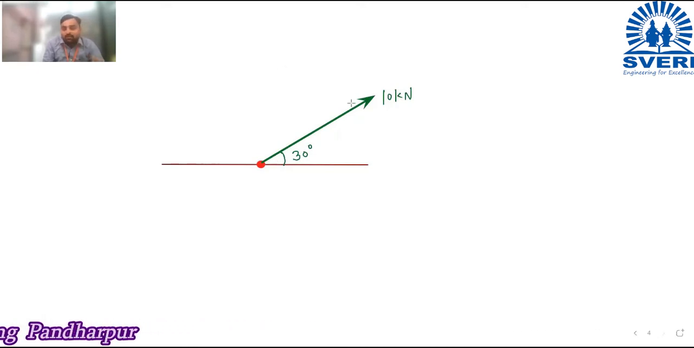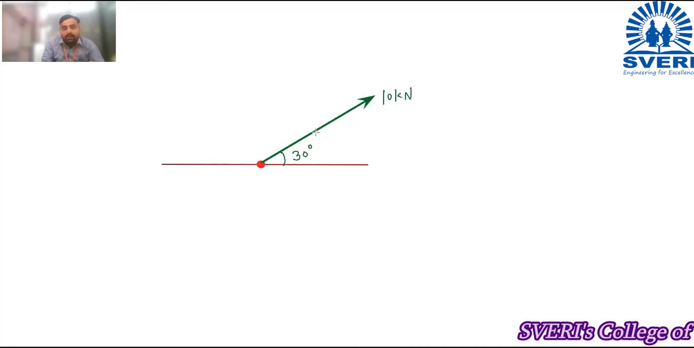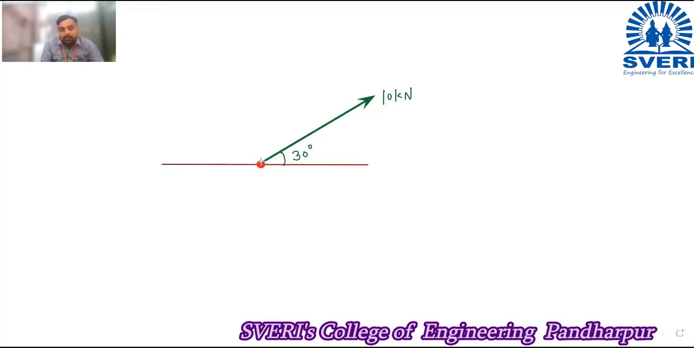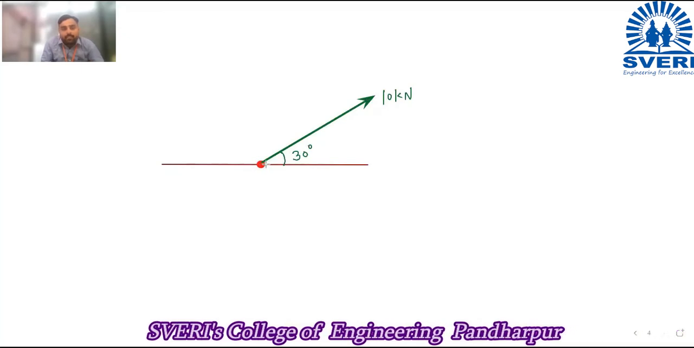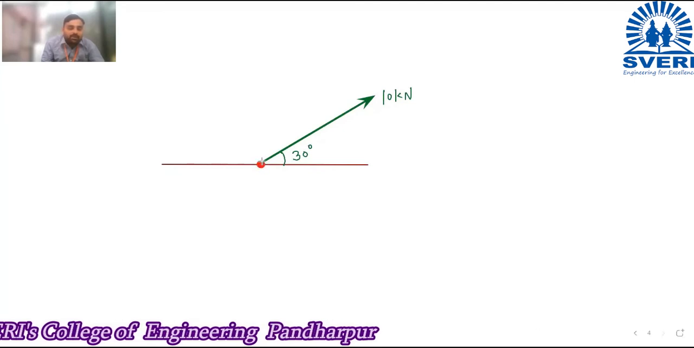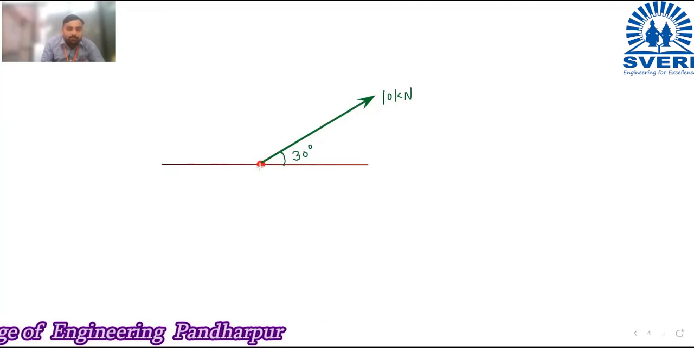पहिल्यांदा काय करायचं बघा. First of all, see where is the direction of the force? Is it towards the point or away from the point? It is away from the point. So it is the tensile force. Then see the point of application of the force. Where is the force applied? This red point is the point of application of the force.